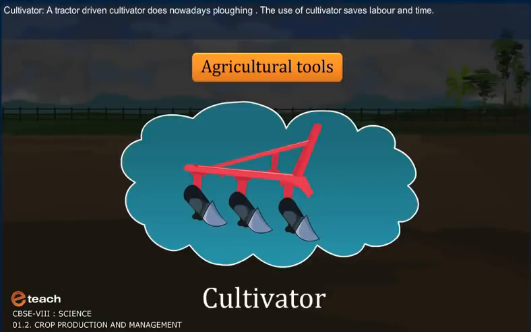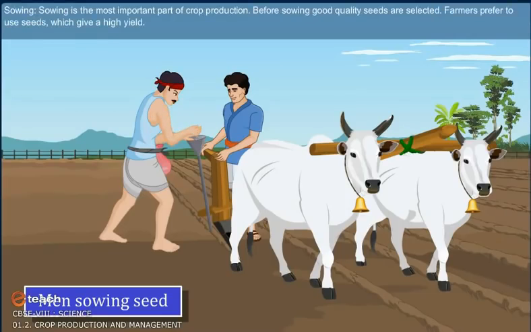Cultivator. Tractor-driven cultivators do ploughing nowadays. The use of cultivator saves labor and time. Sowing. Sowing is the most important part of crop production. Before sowing, good quality seeds are selected. Farmers prefer to use seeds which give a high yield.